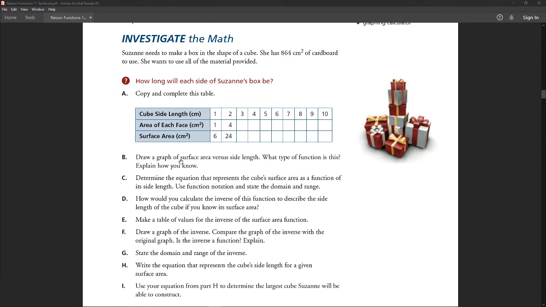Draw a graph of the surface area versus side length. What type of function is this? Like 1, 6, 2, 24, 3 squared times 6, and so on.